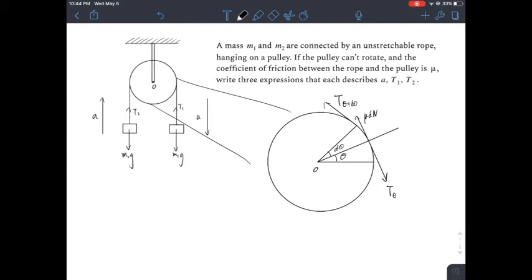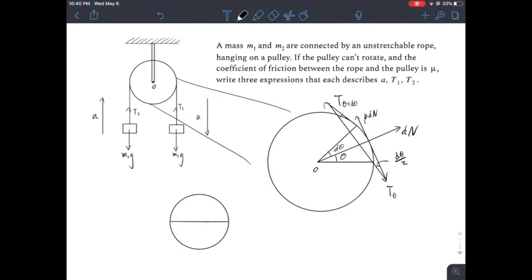We know that there are four forces acting on it: the normal force, the friction force, T theta, and T theta plus d theta. Then let's figure out some geometry. If we connect these two lines, this angle has to be d theta divided by 2. Why does it have to be true? Well, let's imagine a general case.